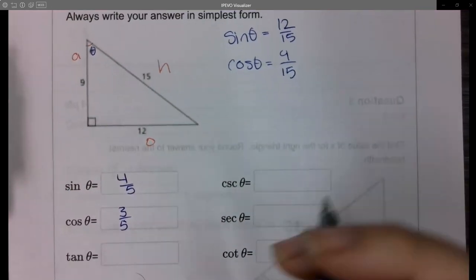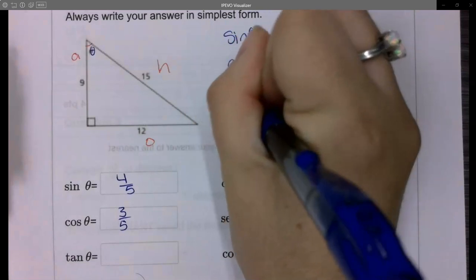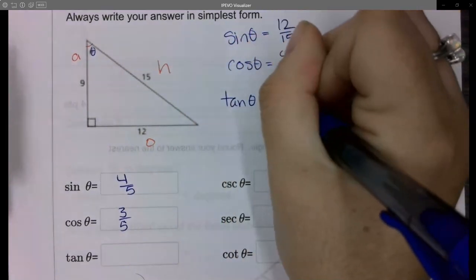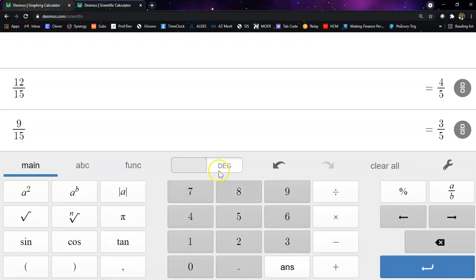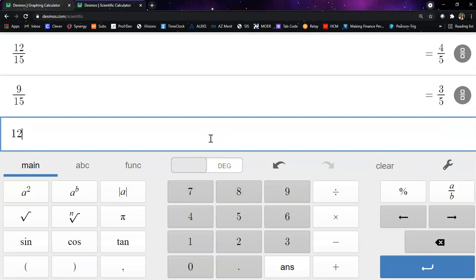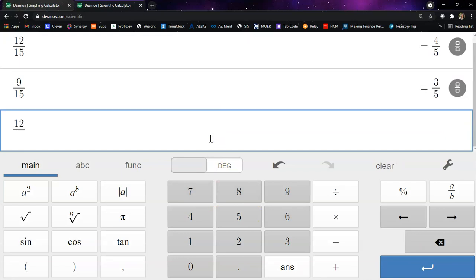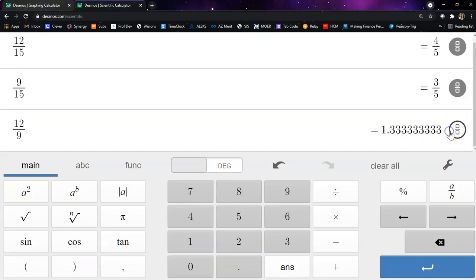I want to do the same thing for tangent. This one is opposite over adjacent, so 12 over 9. Again, I can go to Desmos and simplify this, which gives me 4/3.